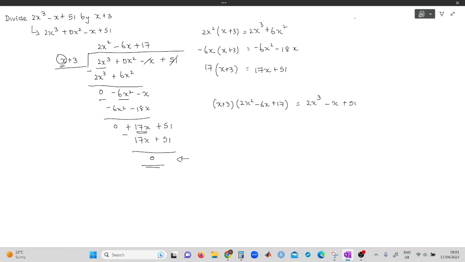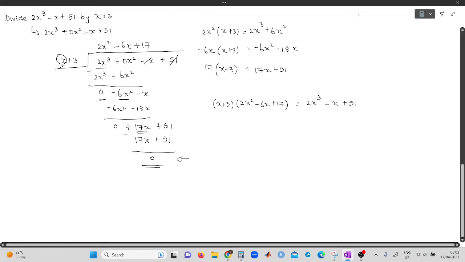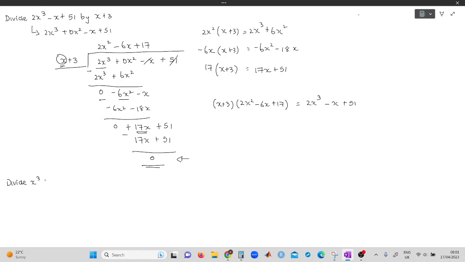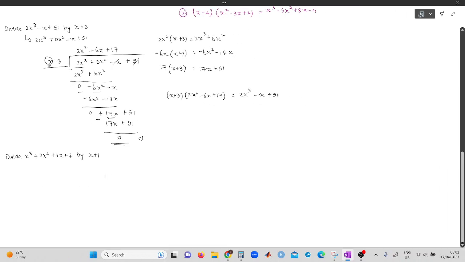Now, let's take a last one where you will see that we might have a remainder at times. So divide x cubed plus 2x squared plus 4x plus 7 by x plus 1. The procedure will be the same. It's just that at the end, instead of having a 0, I might get a number. Okay, let's go.